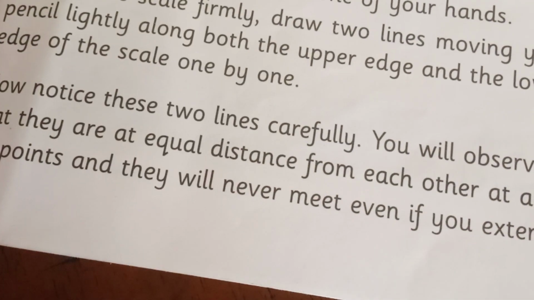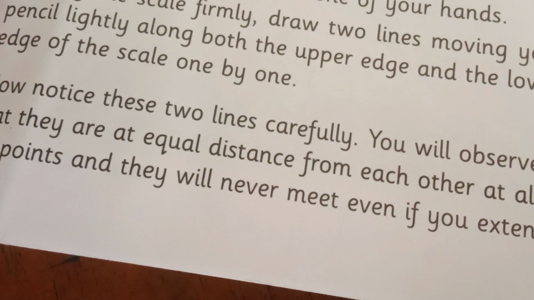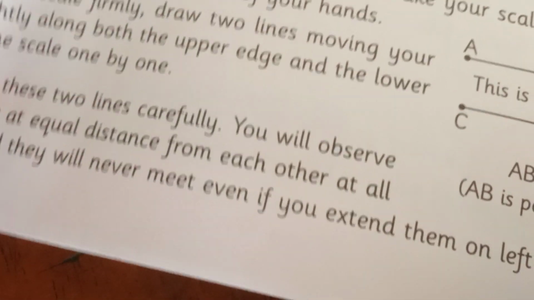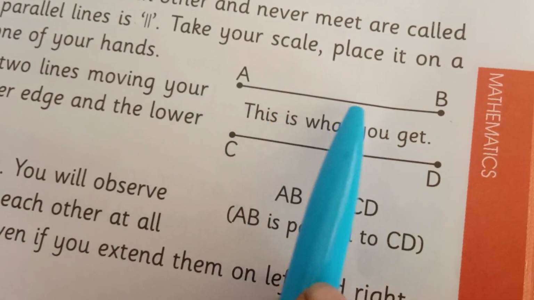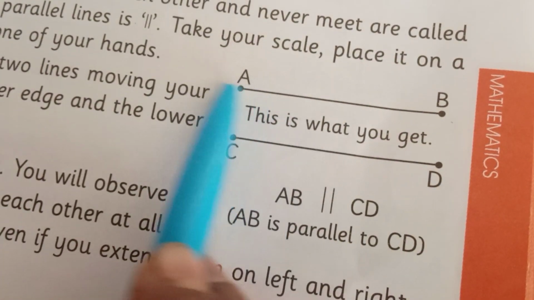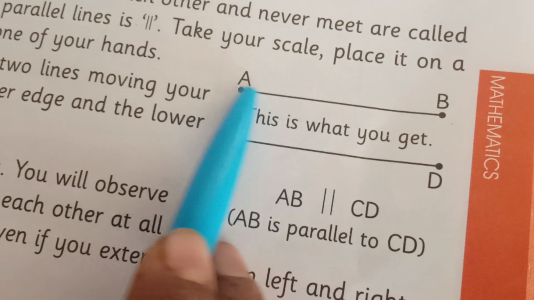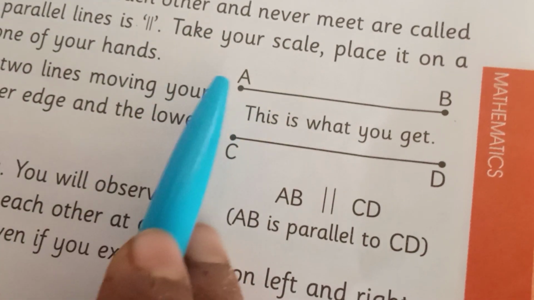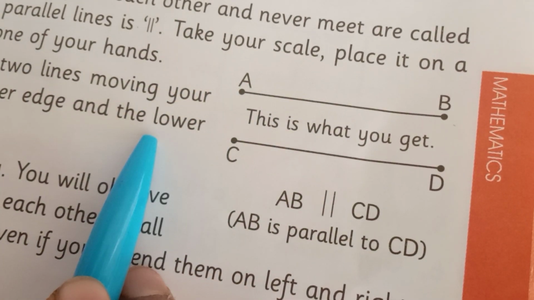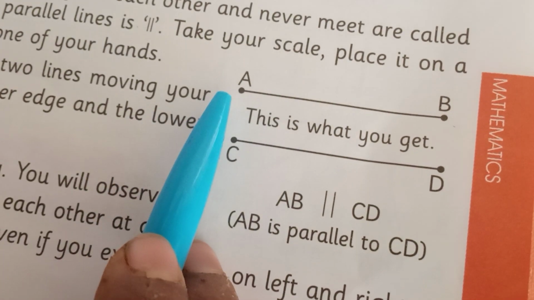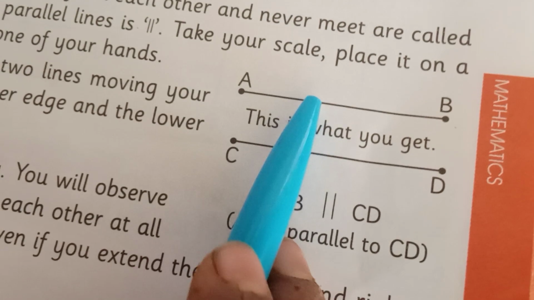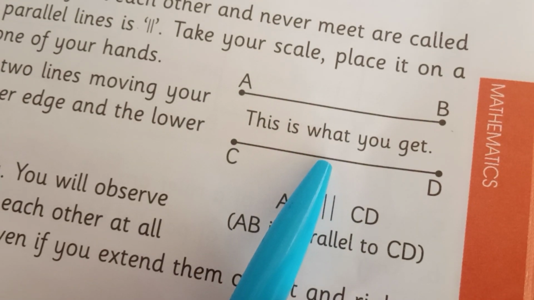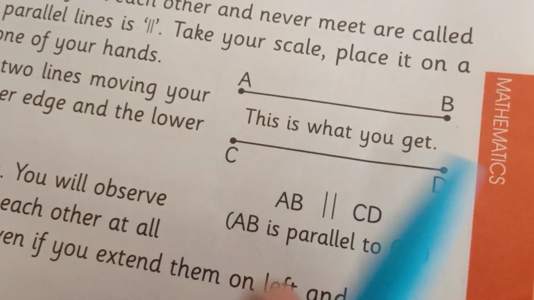Okay. So look children, here a pair of parallel lines is drawn. So children, when you try to extend these lines in both the directions, here also or here also, you will find that these two lines do not intersect each other. They do not meet at any point. They will be parallel, okay? So these two lines are called parallel lines, which will never cut each other.